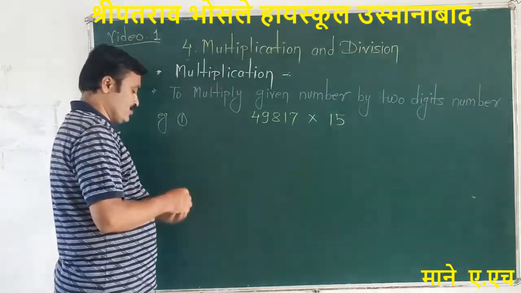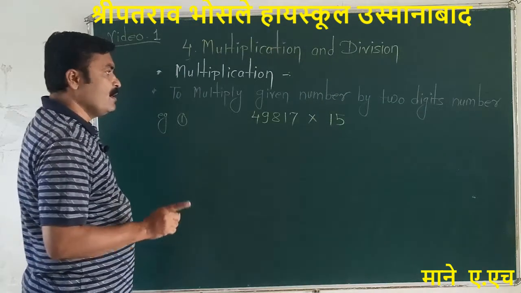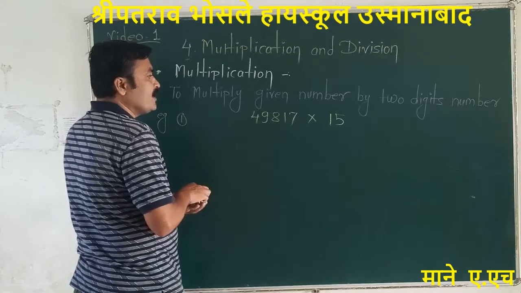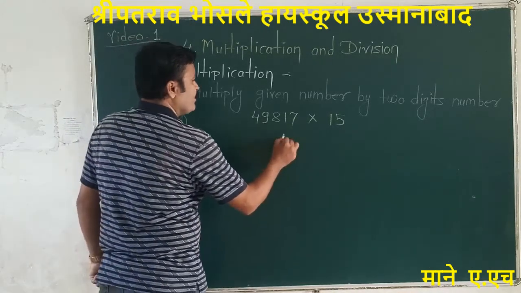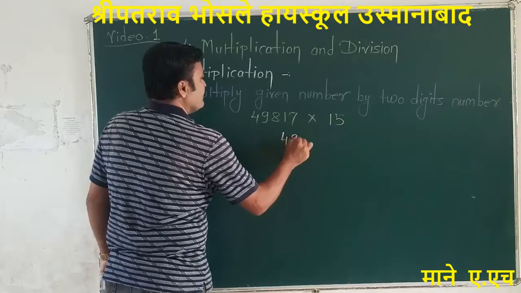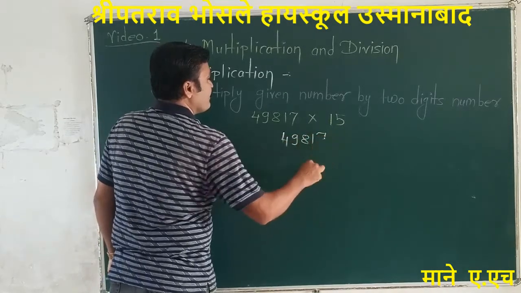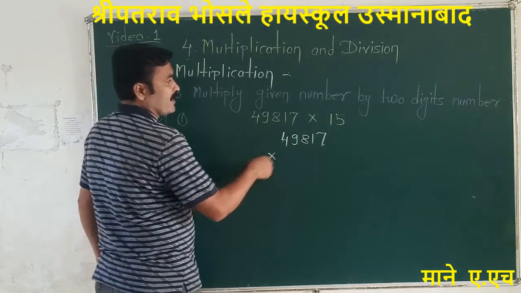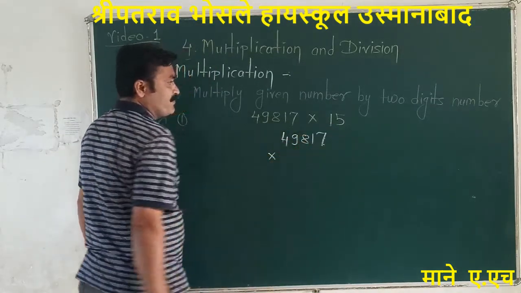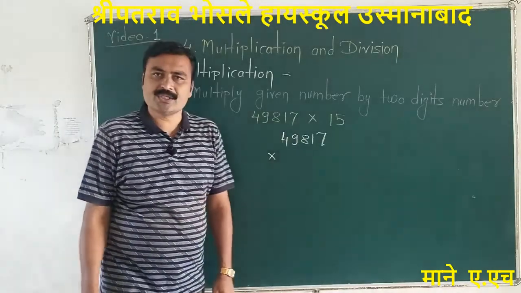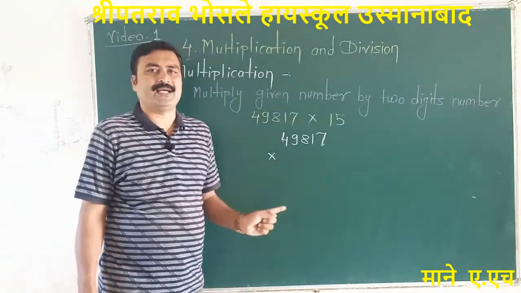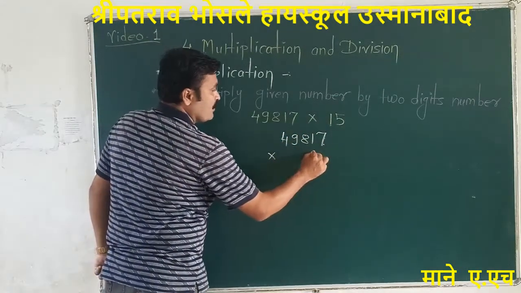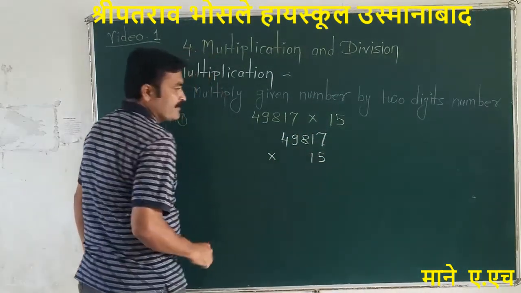Now while carrying out the process of multiplication, we continue with the vertical arrangement. First we put down the number 49,817, then take the multiplication sign. Now we want to arrange 15. This is a two-digit number having ones and tens place, so we arrange 15 below this, tens and ones, in this way.